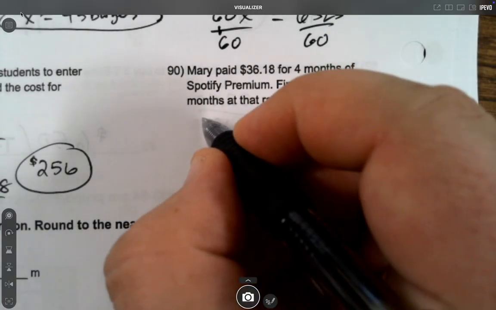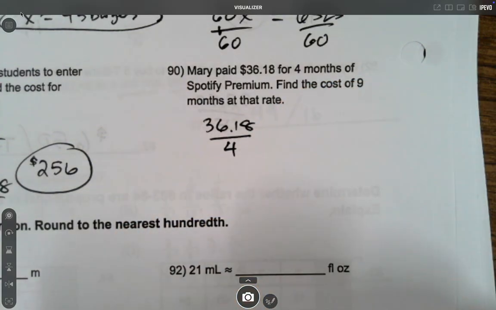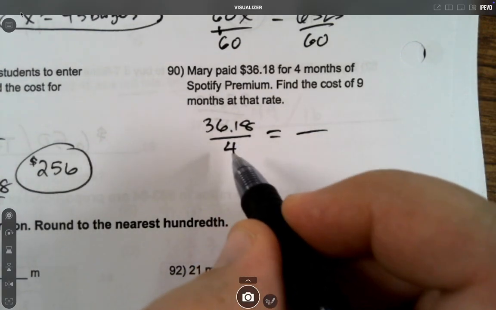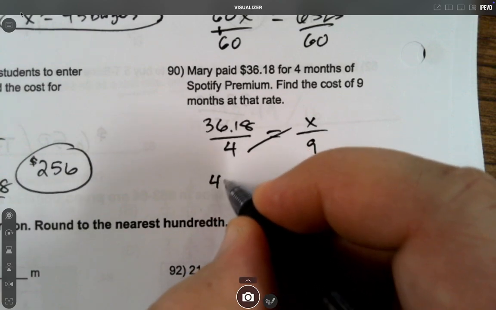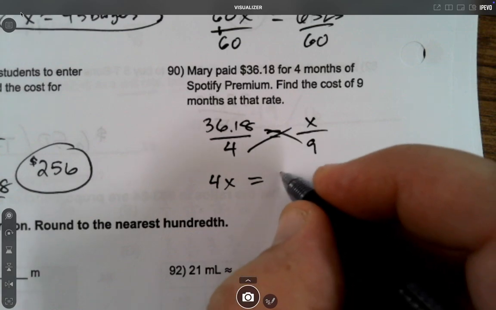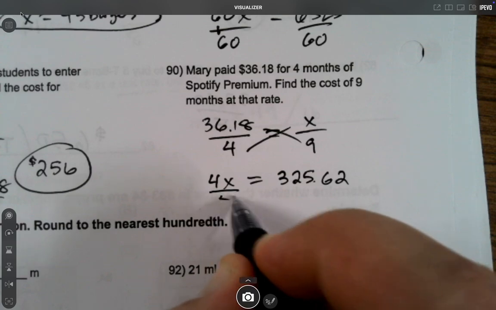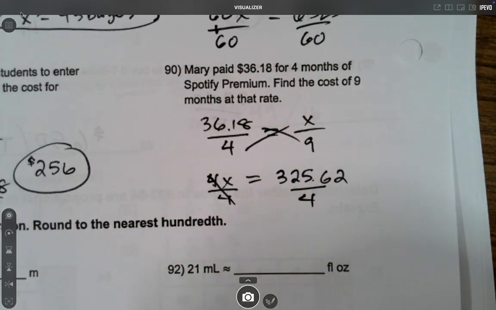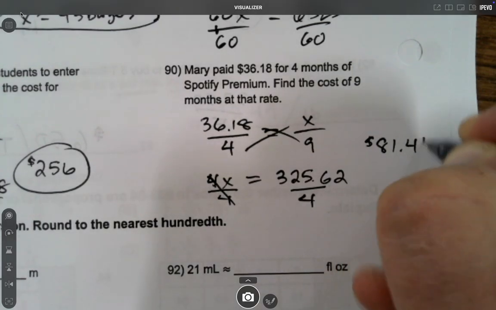Mary paid $36.18 for 4 months of Spotify Premium. Find the cost of 9 months at that rate. So since we put months on the bottom here, got to put months on the bottom here. So we cross multiply. 9 times 36.18 is 325.62. Then we divide both sides by 4. And we get $81.41.